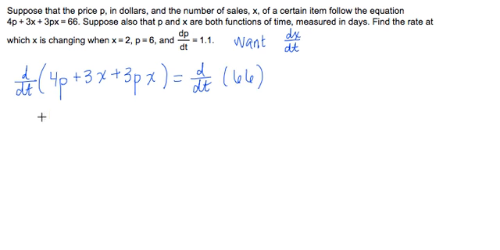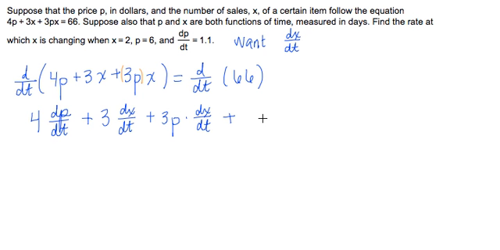Okay, so the derivative of 4P is 4 times dp dt. The derivative of P is just dp dt because it's a function of time. Same thing with X. The derivative of X is dx dt. And then for this one, we're going to have to use product rule. So I'm going to group together the 3 and the P for my product rule. So my first factor is 3P times the derivative of X is dx dt, plus the second factor is X times the derivative of 3P is 3 dp dt. And the derivative of 66 is 0.